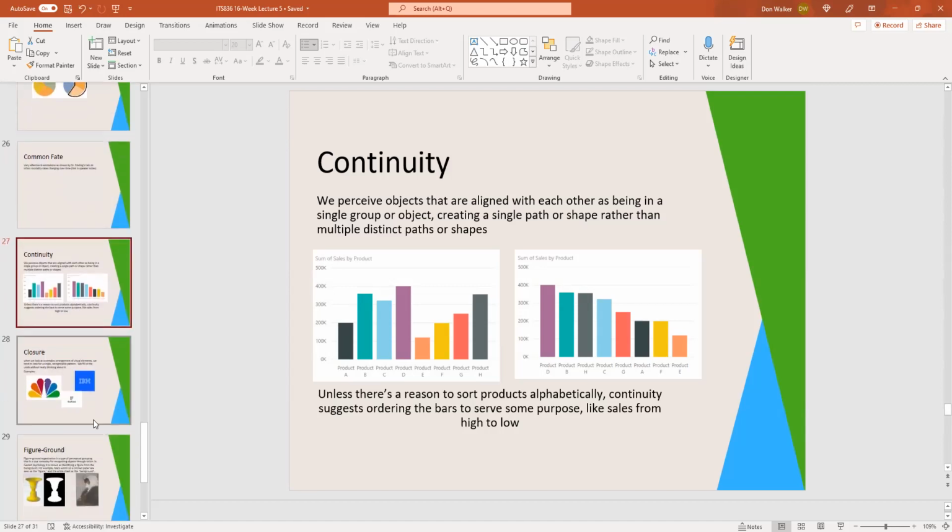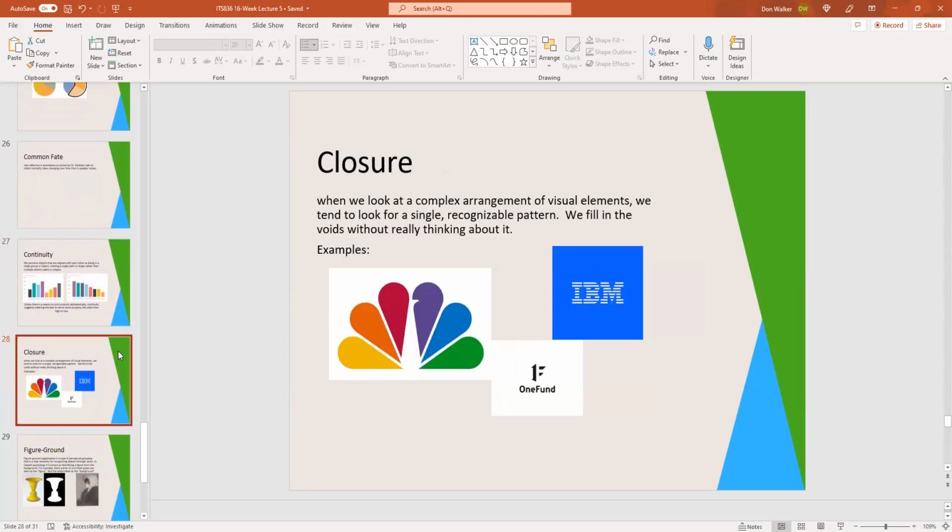And closure is an interesting one. This is where the human brain looks at a drawing, a thing, a graphic, and sees something that's not really there, because you're filling in a void. Your brain autofills, autocompletes the graphic.